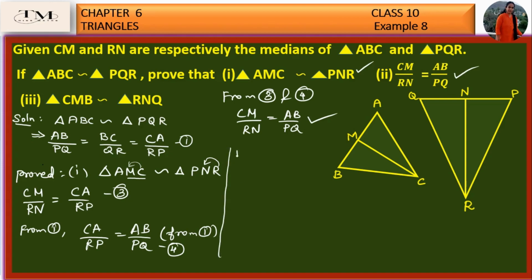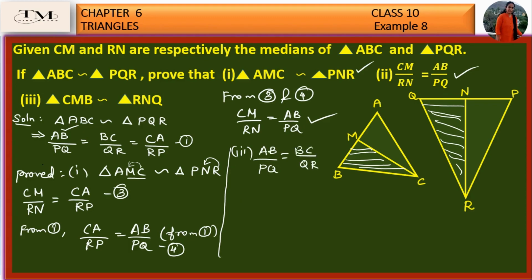So the last one is this triangle: triangle CMB similar to triangle RNQ. In the same way we proved the first part, we can prove this. What do we have to choose? We have to choose the ratios from 1. What is present here? MB. MB is present in AB, so I am going to choose AB. AB by PQ is equal to BC by QR. We have BC and QR in this triangle, so I am going to choose BC by QR.